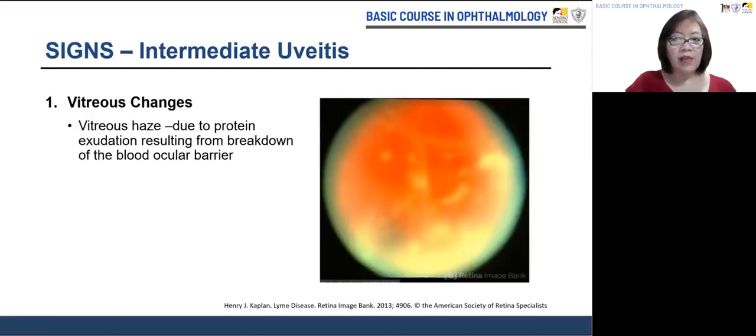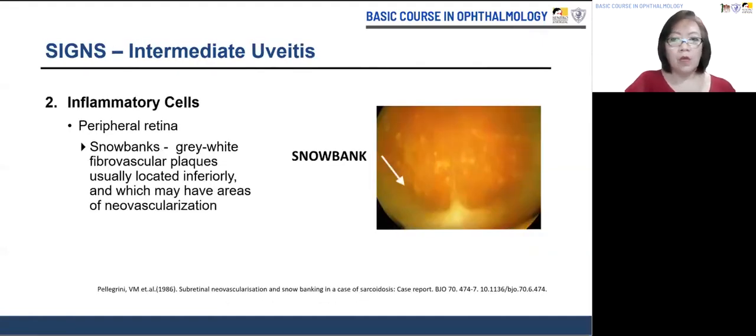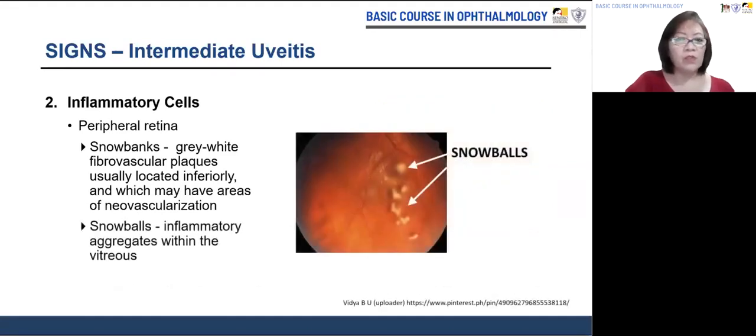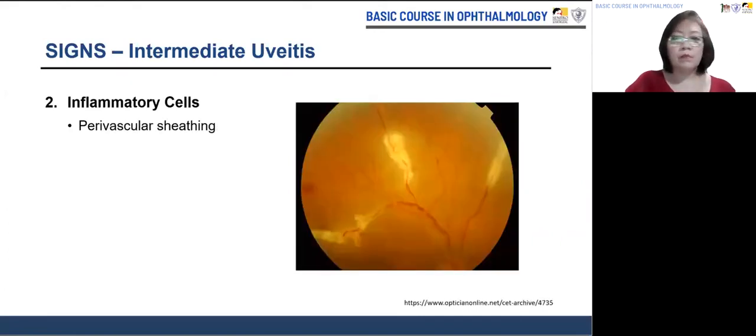In intermediate uveitis, inflammation causes breakdown of the blood-ocular barrier leading to protein exudation into the vitreous, which can be seen as vitreous haze as presented in this photo. In the peripheral retina, there may be inflammatory aggregates which may form plaques in the inferior area, referred to as snowbanks, or they aggregate within the vitreous which appear like snowballs. Inflammatory cells may likewise envelop peripheral blood vessels, which may be seen as perivascular sheathing.